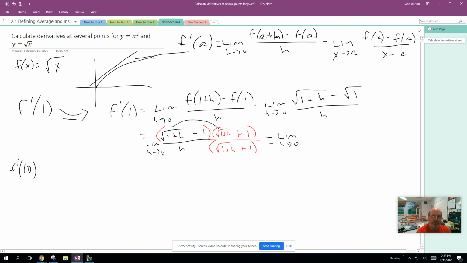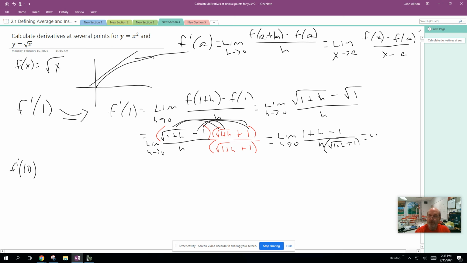When we do this, we're still going to have the limit as h goes to 0. We multiply the square root of 1 plus h times the square root of 1 plus h, and multiplying the square root by itself, we get 1 plus h. Then when we multiply, the square root of 1 plus h times 1 and the square root of 1 plus h times negative 1 cancel out. Then we end up with negative 1 times 1, which equals negative 1. And that's all over h times the square root of 1 plus h plus 1.